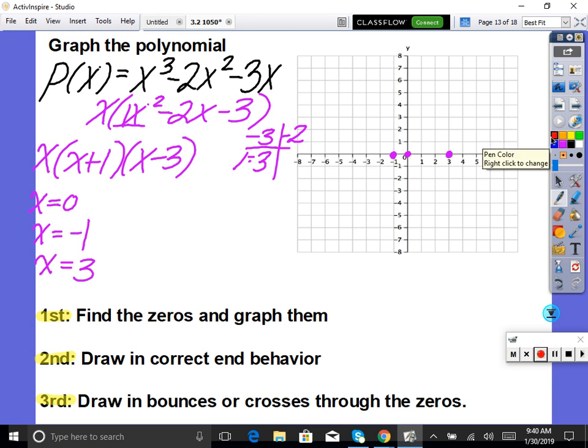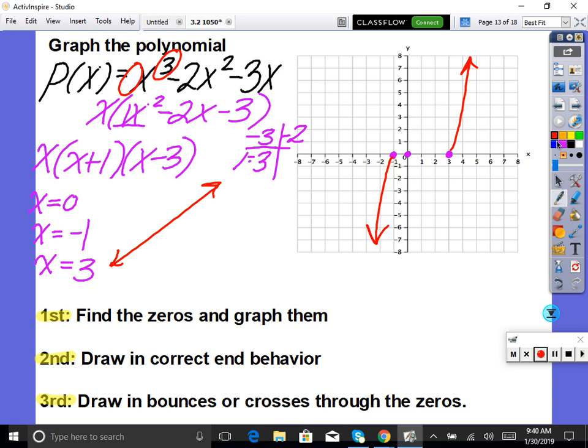Second step is to draw in the correct end behavior. So now we're going to go back and start with end behavior. You look at the leading term. It's odd, so it's opposite. Agreed? It's positive. So what would it be? Down and up. So now what you're going to do is go to the furthest 0 to the left, and it's going down out of that 0. Then go to the furthest 0 to the right, and it must be going up out of that 0. Down and up.